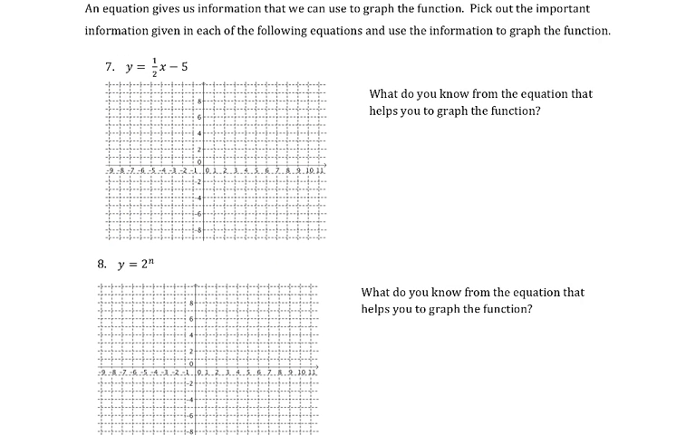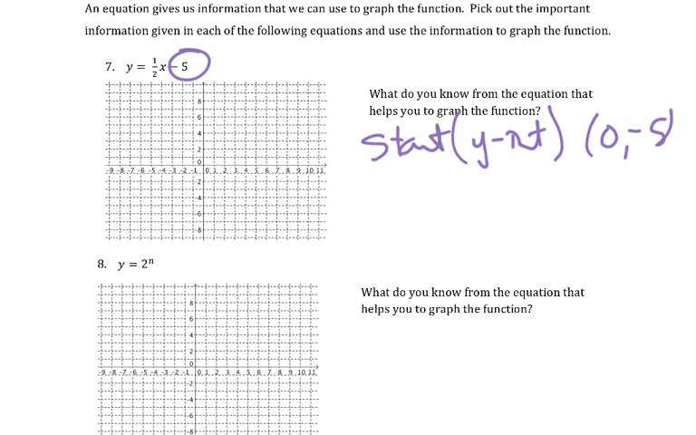All right, an equation gives us information we can use to graph the function. Pick out the important information given in each of the following equations and use that information to graph the function. So, we've got a minus 5 right here. That's our start, also known as our y-intercept. So it's the point 0, negative 5. So we start out 0, negative 5.